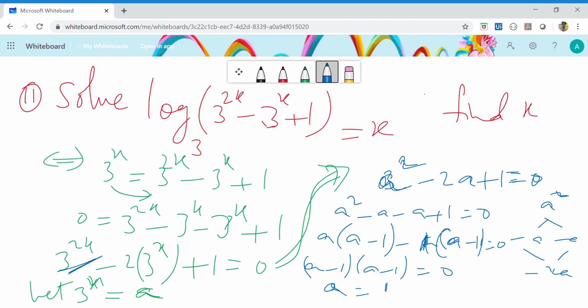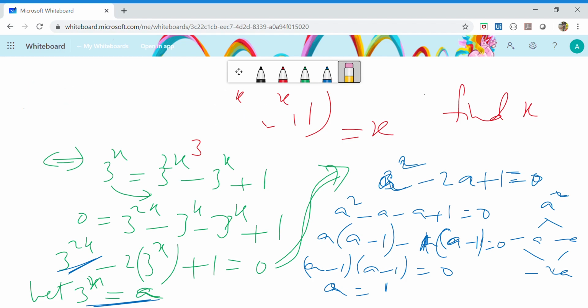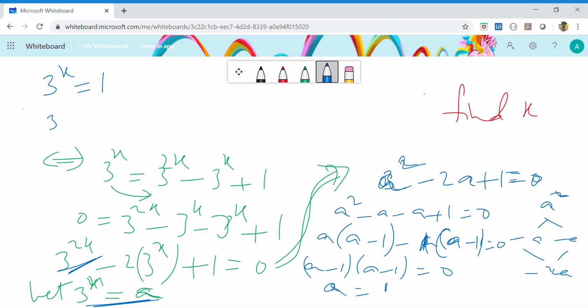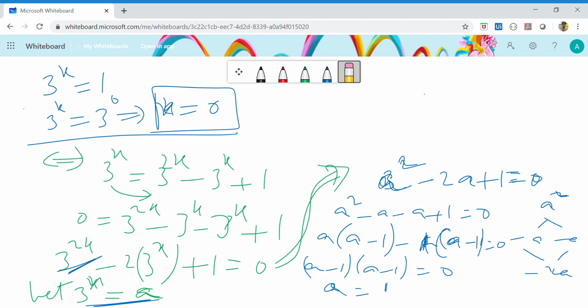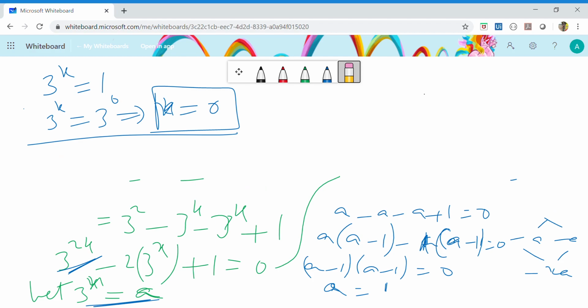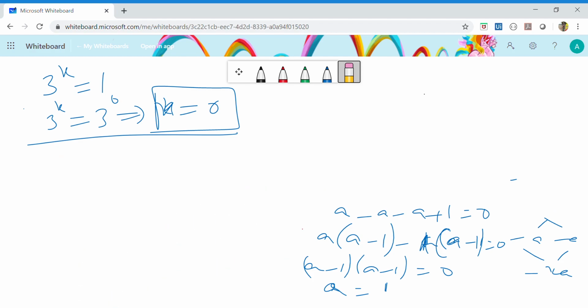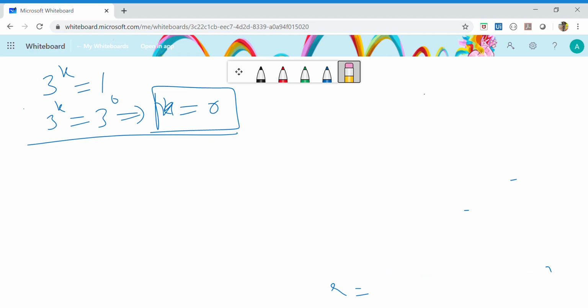Then find the x value he asked. So what you have to write? What you assumed as a: 3 power x is equal to a. A is what? 1. So 1 can be written as 3 power 0, so 3 power x is equal to 3 power 0, which implies x is equal to 0. So what is the x value? 0 is the x value. So logarithms and quadratic equations, connective question.